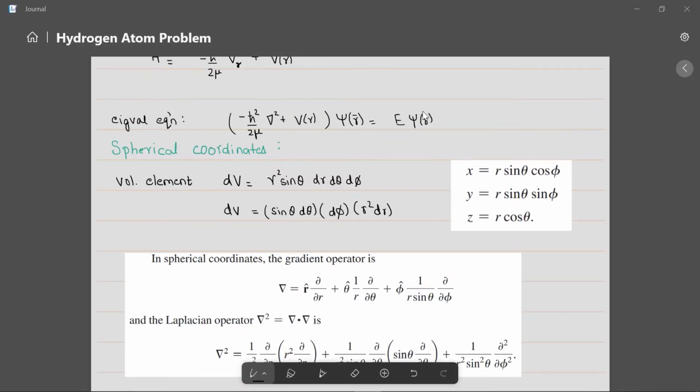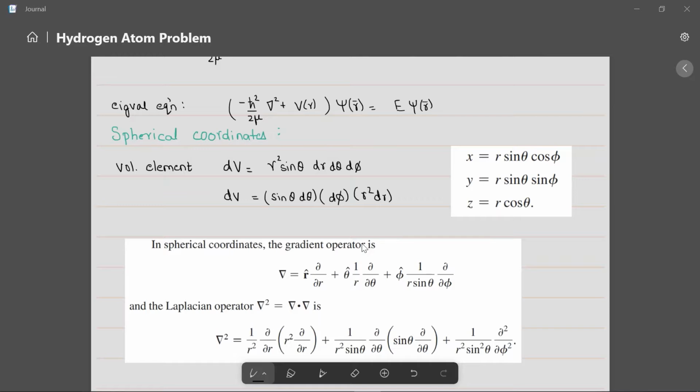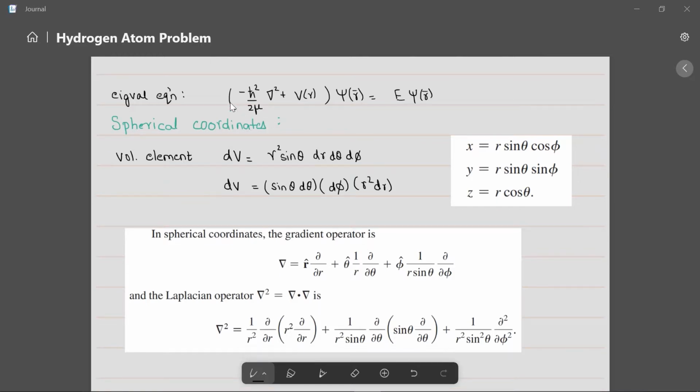Now we know that our problem has spherical symmetry, because it's a central potential. So for that we resort to the spherical coordinate system. We have the conversion formula here, which is familiar to you, I believe. So the volume element can also be written as r squared sin theta dr d theta d phi. And what we'll be doing is writing this eigenvalue equation in the spherical coordinate system.